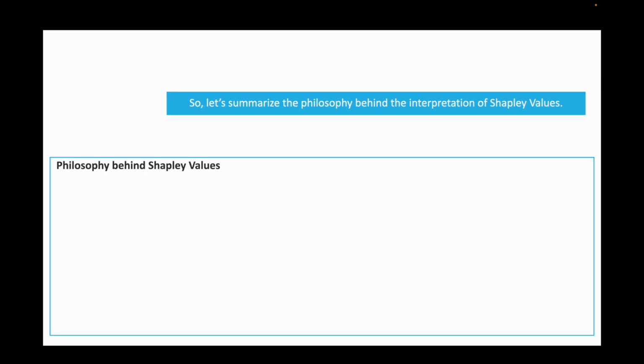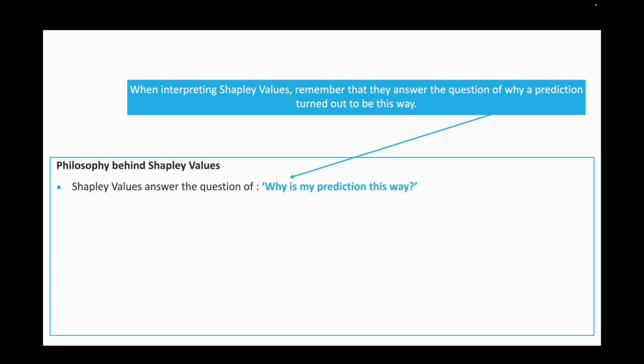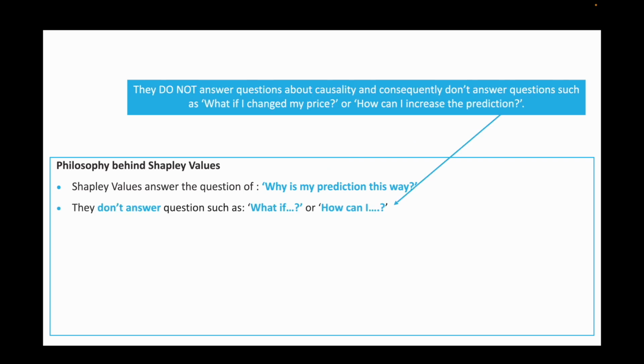So, let's summarize the philosophy behind the interpretation of Shapley values. When interpreting Shapley values, remember that they answer the question of why a prediction turned out to be this way. They do not answer questions about causality and consequently don't answer questions such as, what if I changed my price? How can I increase the prediction?